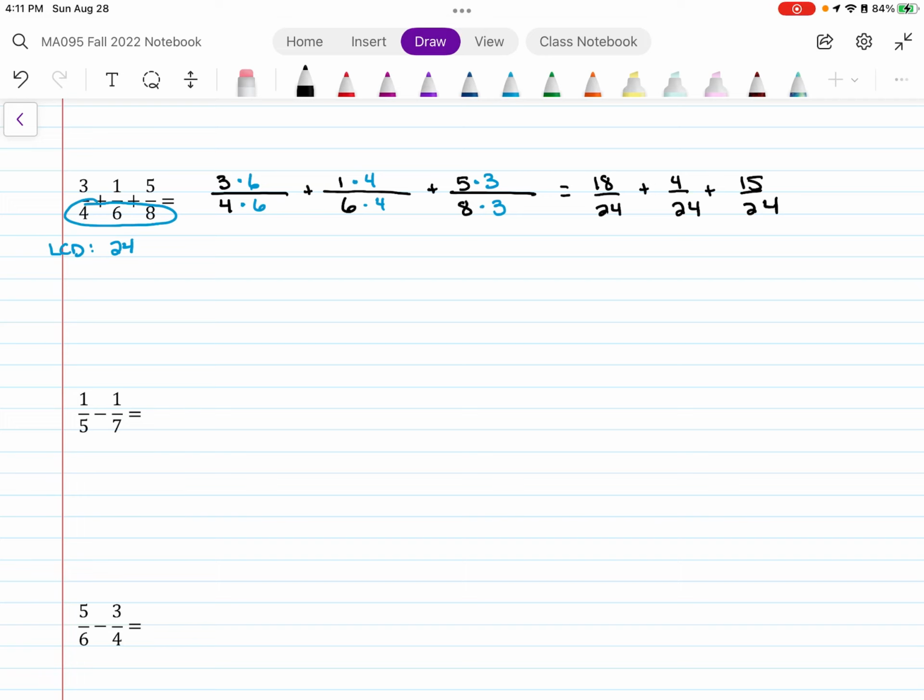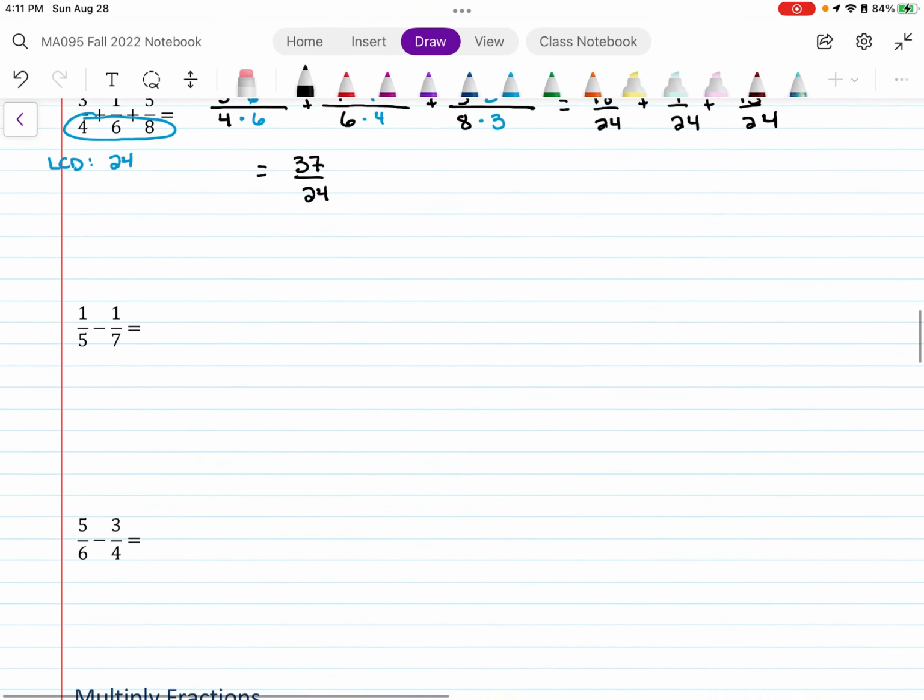All right, so if you add 18, 4, and 15, you should get 37. So I get 37/24. The 24ths stay the same. If you're going to change that to a mixed number, it would be 1 and 13/24. I'm going to leave it as an improper fraction because, again, better for doing math.